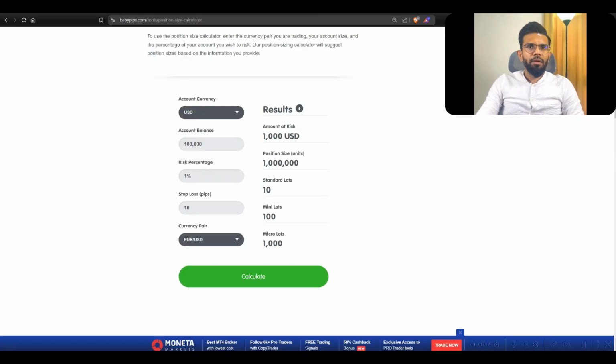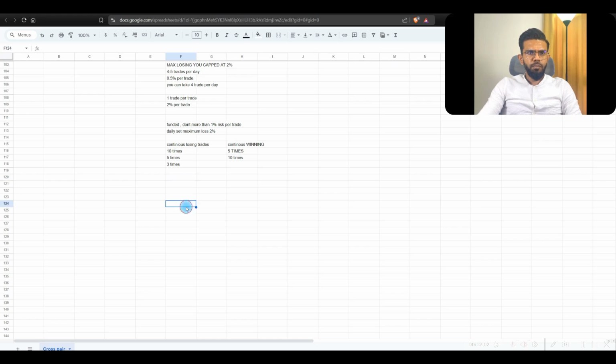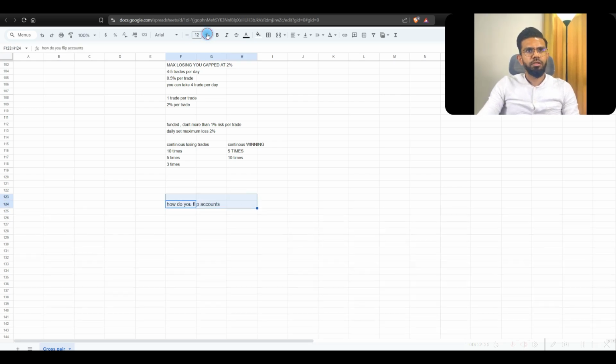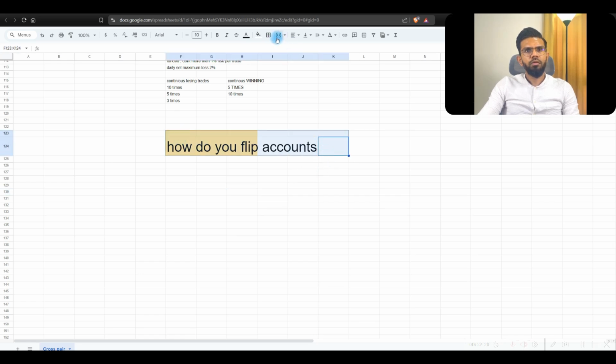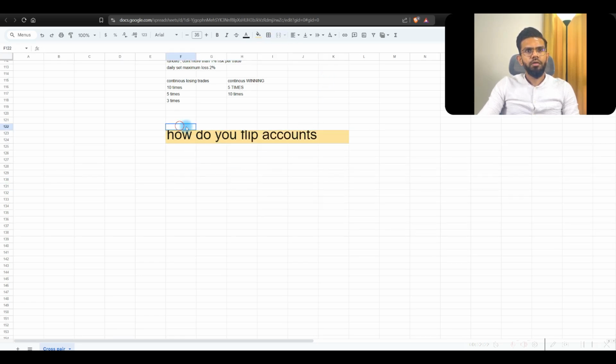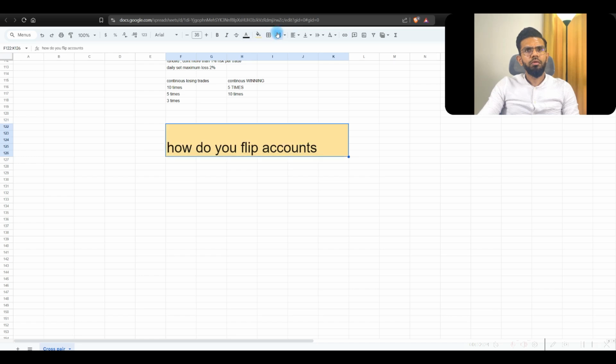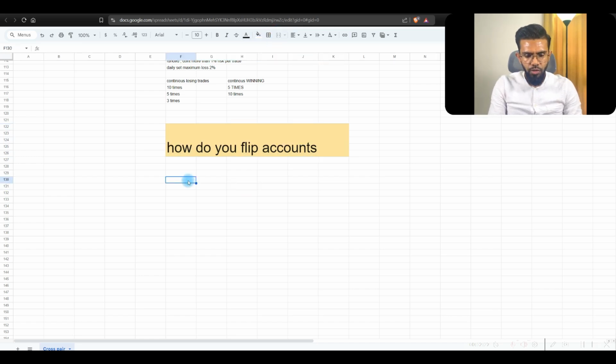Let's go to gambling trade. Let's say you want to flip your account. How do you flip your account? When you want to flip your account, you need a few things to be in arrangement. The first one is how fast you want to grow.